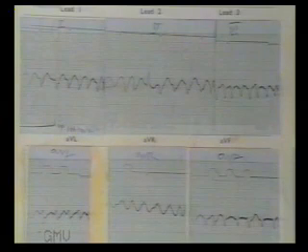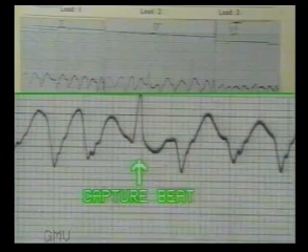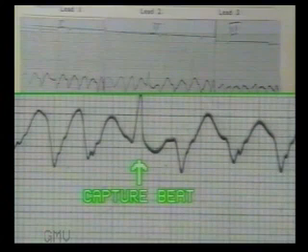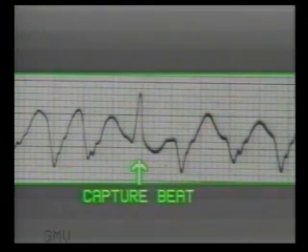Number 2, look for capture beats with near normal QRS configuration. You can see one here in lead 2. A normal QRS beat confirms that there is no bundle branch block, and so this is ventricular tachycardia. A capture beat is a normal sinus beat in the middle of a ventricular tachycardia.